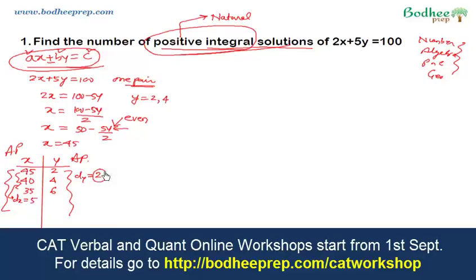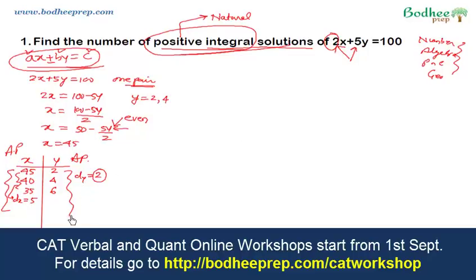Now this 2 is nothing but the coefficient of x. So that means the values of y would be in arithmetic progression whose common difference would be the coefficient of x, and x would also be in arithmetic progression whose common difference would be the coefficient of y. So that is a very critical concept we have to remember in such questions, right?